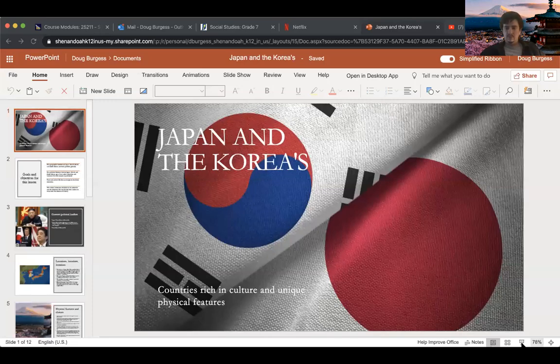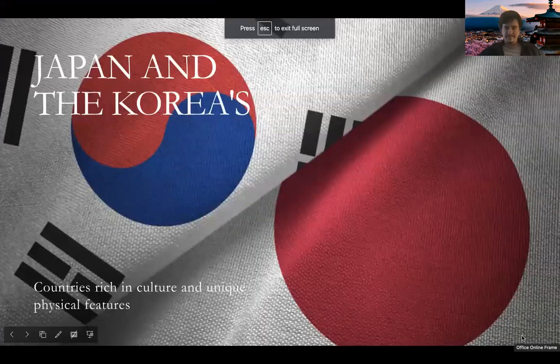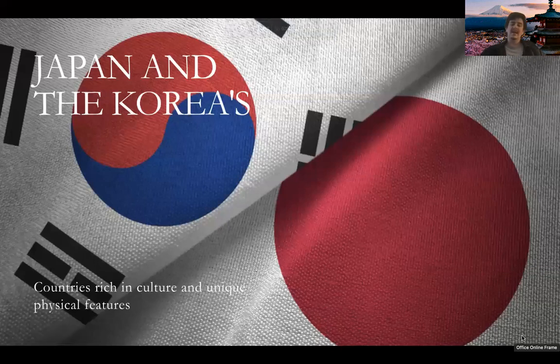So we're gonna be focusing on Japan and the two Koreas. All three of these countries have a rich and unique culture and history that revolves around their locations in the world, in the Pacific region in particular.